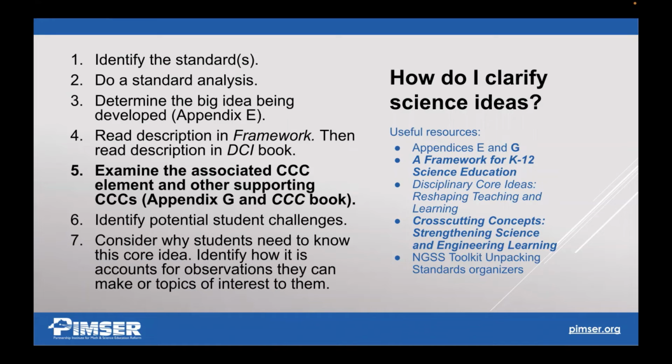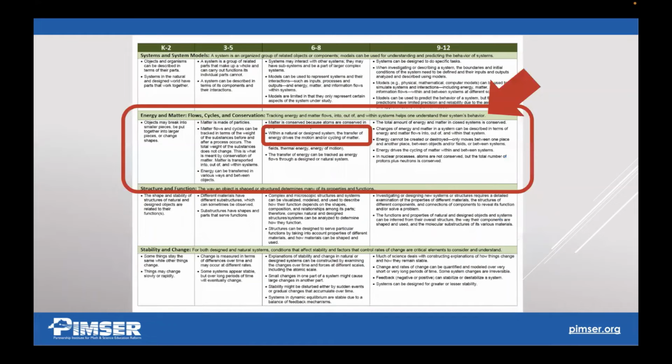So in order to do that, I might use Appendix G, which is the matrix that shows the development, the progression of those elements for the cross-cutting concepts. And then another nice resource is the Cross-Cutting Concepts book from NSTA. You don't need that book, but it's another resource if you were to have it. So the next step in this process would be to look at the cross-cutting concepts that might be really important to help my students understand this idea of Earth systems and water cycling.